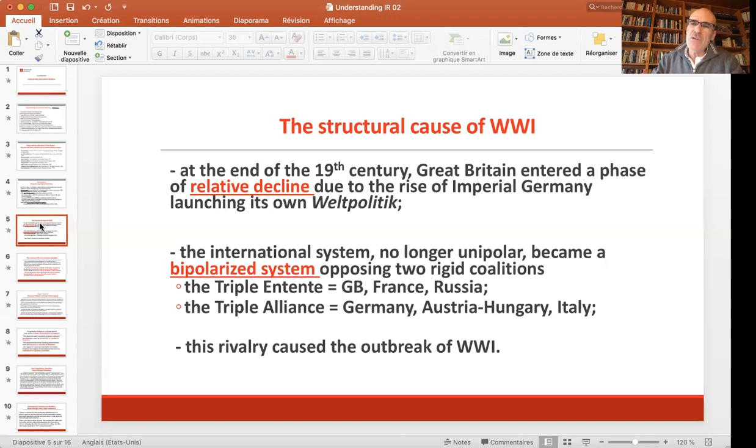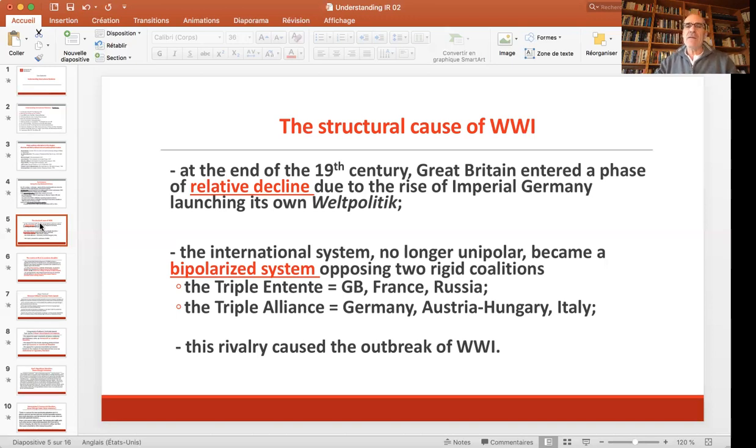What did the British do then? Since they no longer resorted to what they had done during the first half of the 19th century, that is to say, a kind of multilateral concert of powers, they went back to the traditional policy consisting in establishing alliances. They established an alliance with the two other European continental powers which felt threatened by the rise of Germany, that is to say, France and Russia. And Germany itself became an ally of Austria-Hungary and of Italy.